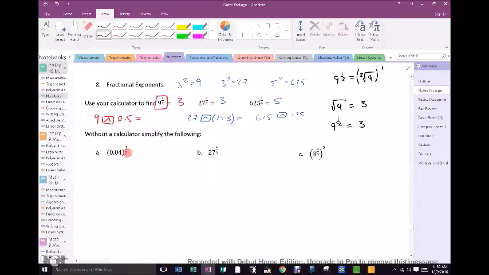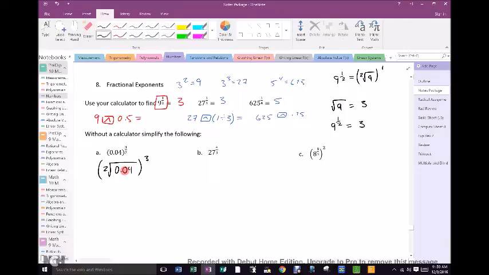So here they did the same thing. When you see a fractional exponent, the denominator becomes the index, the base becomes the radicand, and that whole thing is written to the 3rd power. And then you evaluate it.